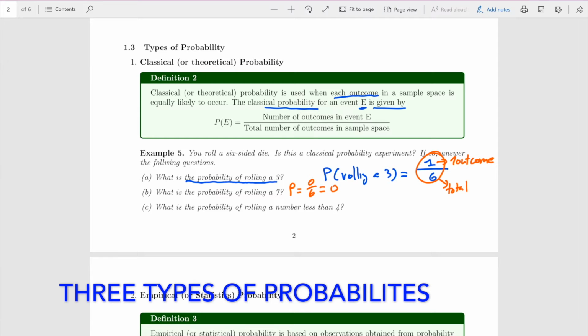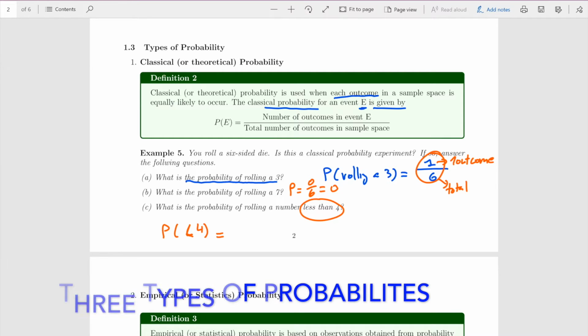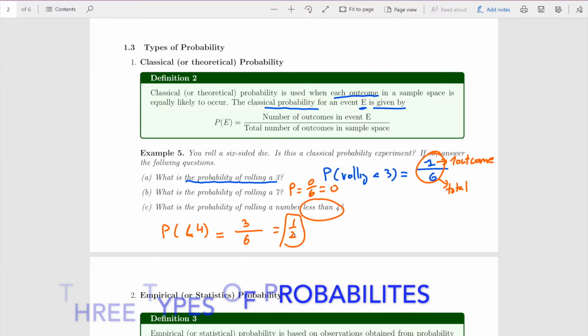What is the probability of rolling a number less than 4? Less than 4 is an event. To find this probability, you take the number of outcomes in this event. How many outcomes in this event can you count? Less than 4, you get 1, 2, 3. So you have 3 possible outcomes, divided by the total outcomes, which is 6. You can simplify it as 1/2. There's a 1/2 chance that you get a number that is less than 4.